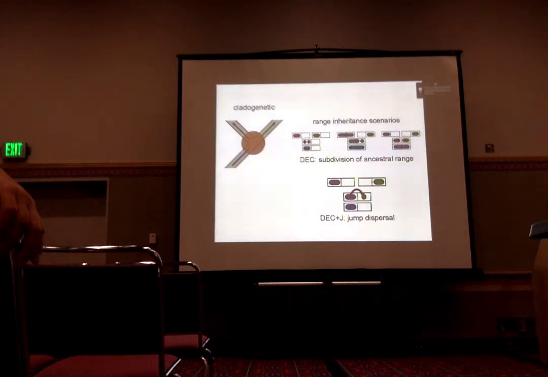By contrast, cladogenetic events in DEC and DEC+J are these range inheritance scenarios, where there can be different outcomes depending on what the ancestral range is. DEC is based on the idea that the ancestral range is basically subdivided, or passively fragmented, whereas in DEC+J, you have, here's the coconut jumping from one island to the next, okay? So DEC+J basically just expands the scope of what can happen cladogenetically at these internal nodes of the phylogeny.